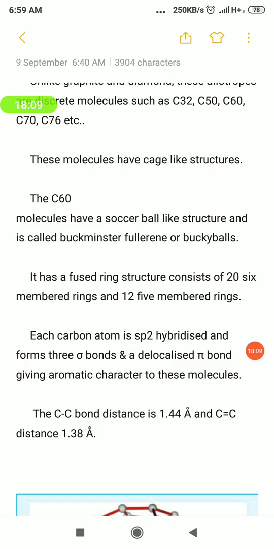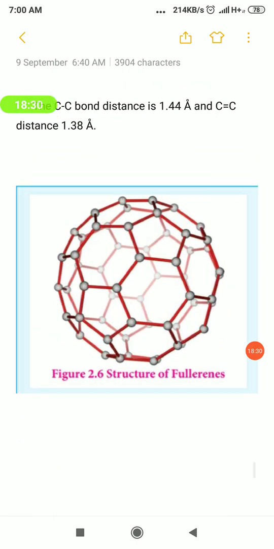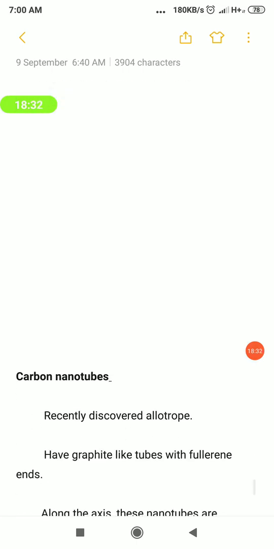In C60 there are 20 6-membered rings and 12 5-membered rings. Here the hybridization is sp2. What's the hybridization of fullerene? sp2 hybridization. It forms 3 sigma bonds and 1 delocalized pi bond, and this molecule is aromatic in nature. And the carbon single bond distance is 1.44 Angstrom and the carbon double bond distance is 1.38 Angstrom. This is the structure of fullerene.